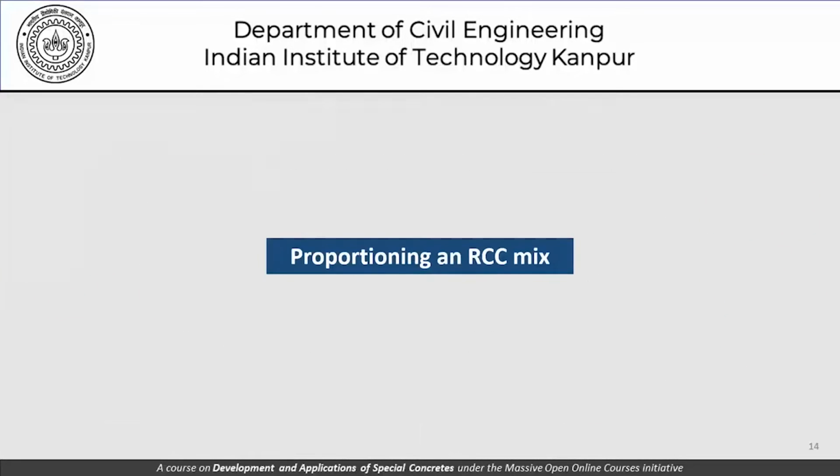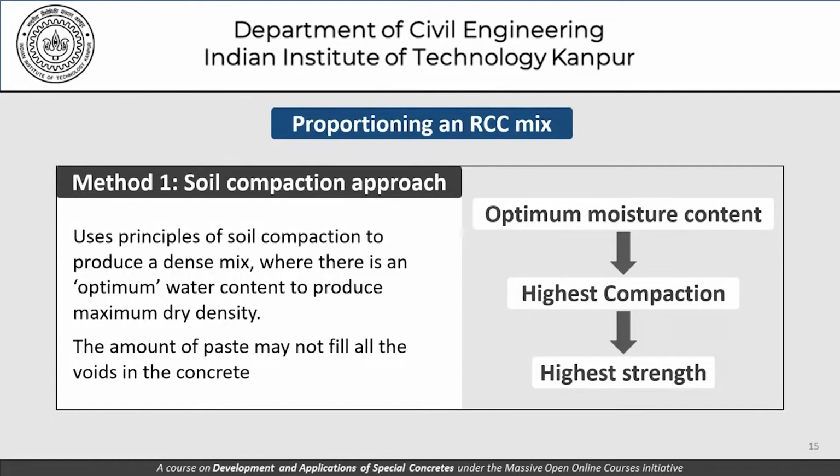As far as proportioning of roller compacted concrete mixes is concerned, there are basically two approaches. One approach is that of soil compaction. And in the soil compaction approach, you know from your soil mechanics, a graph like this, which has density plotted on the y-axis and moisture content on the x-axis. So we have this concept of optimum moisture content, which gives us maximum density.